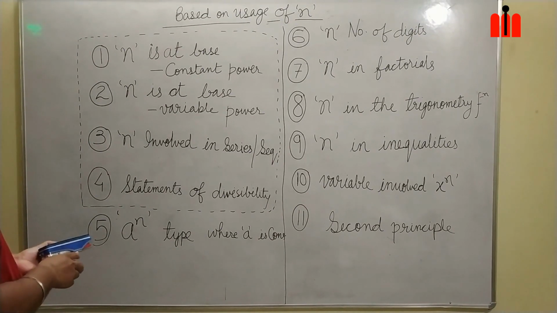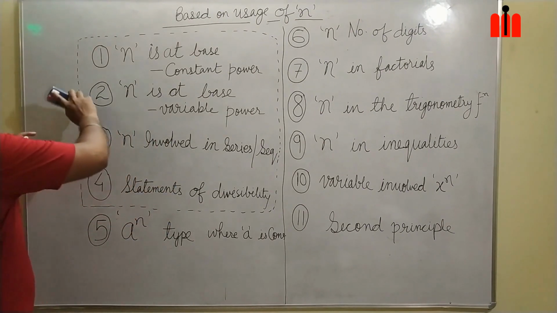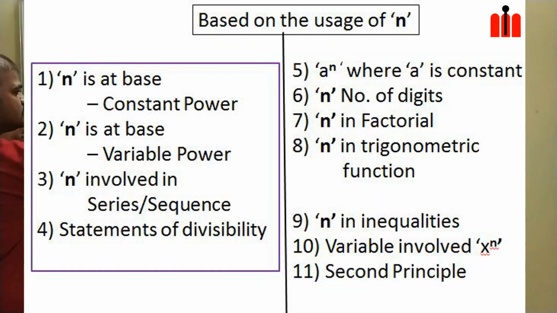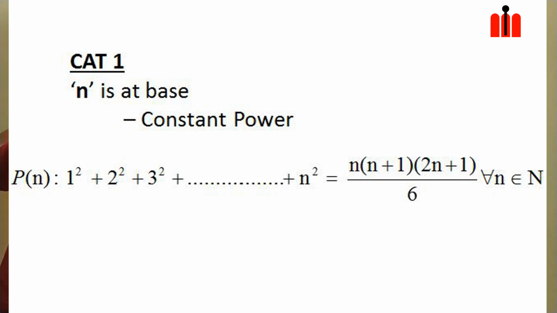Okay, now let me rub it out. I will repeat what our 4 categories are. The 4 categories are: first, n with constant power; n with variable power; n with sequence and series; n with divisibility. So power problem, divisibility problem and series and sequence problem. These are the major categories which we will discuss.